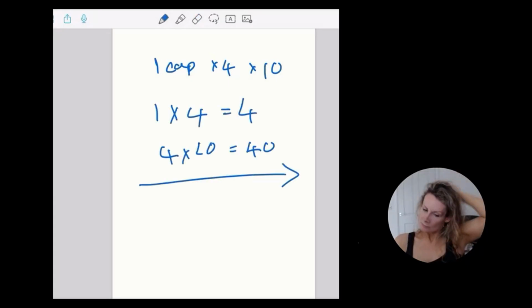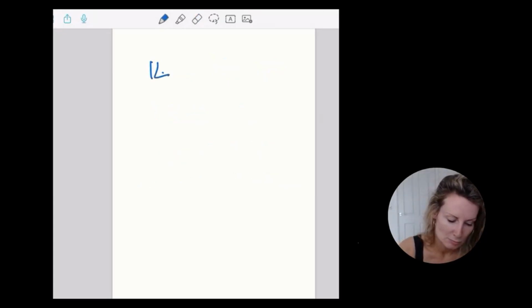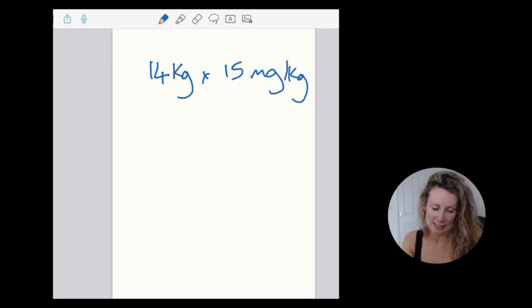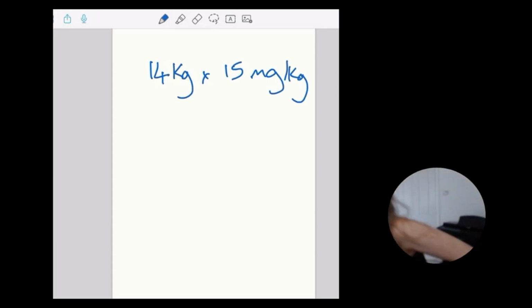Like, there's another one. So this is the third question. 14 kg, times by 15. It says milligram/kg. Yeah, so 15 milligrams per kilogram. So what it's saying is, for every kilogram of this body, you want to give them 15 milligrams per kilogram.